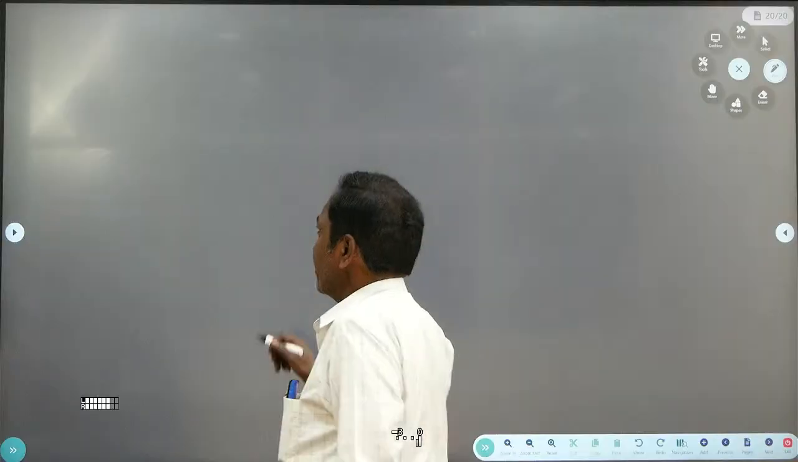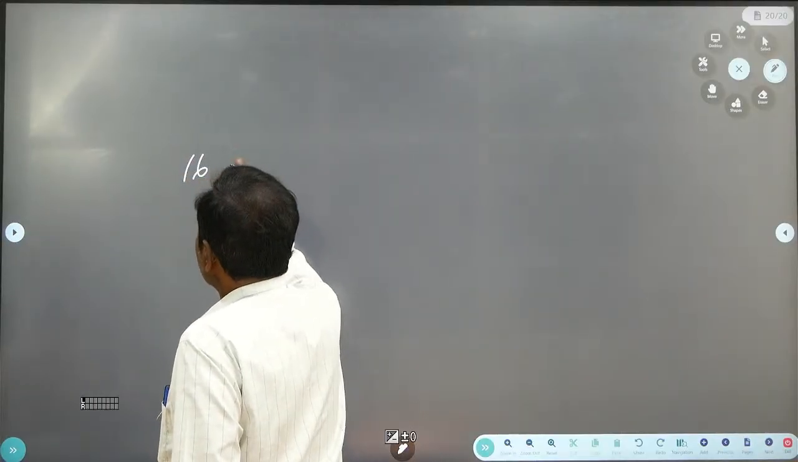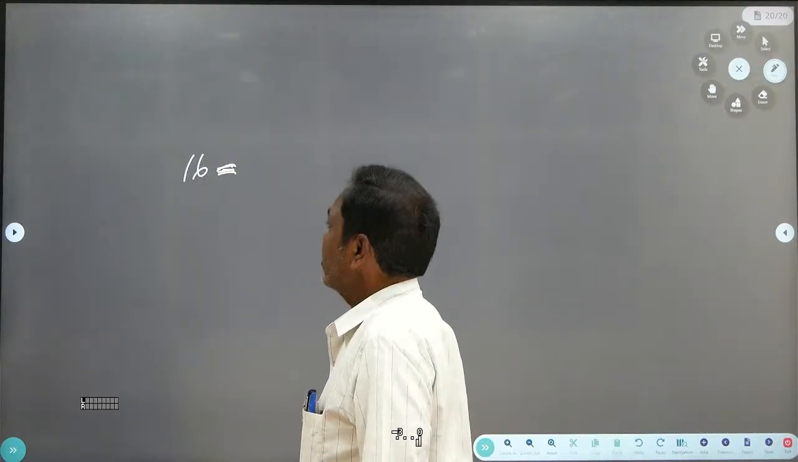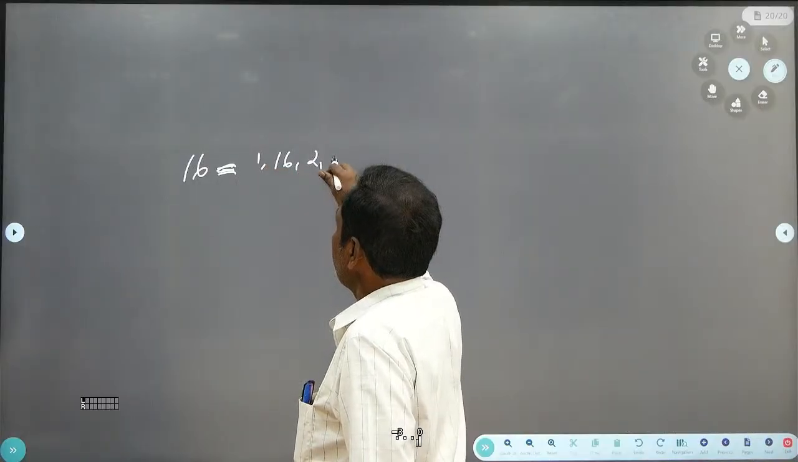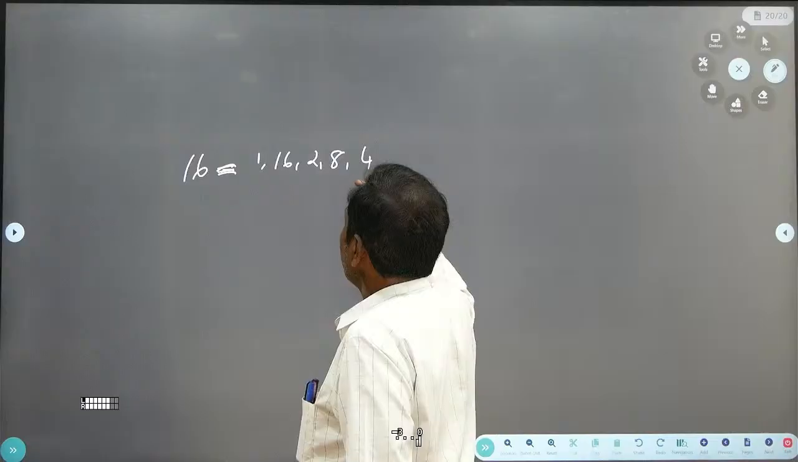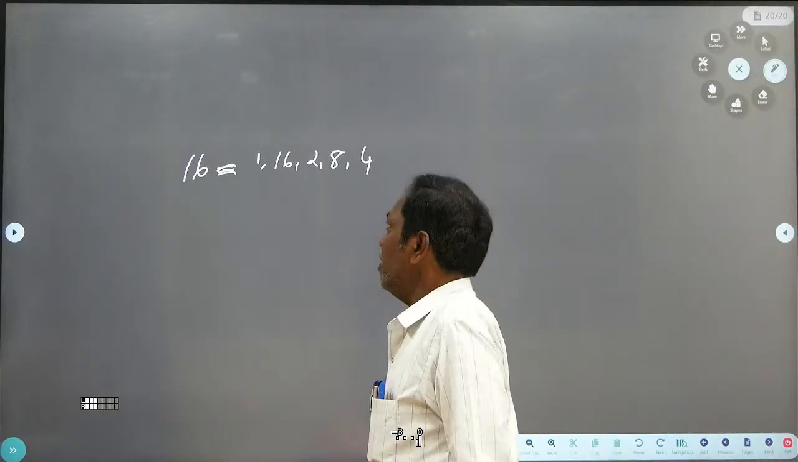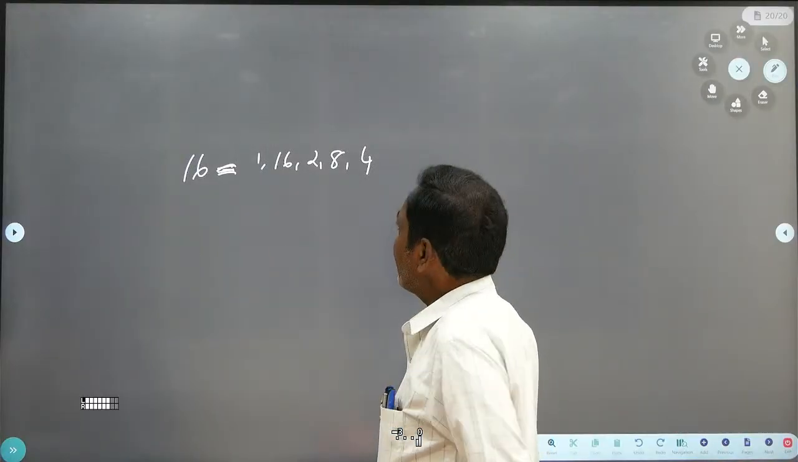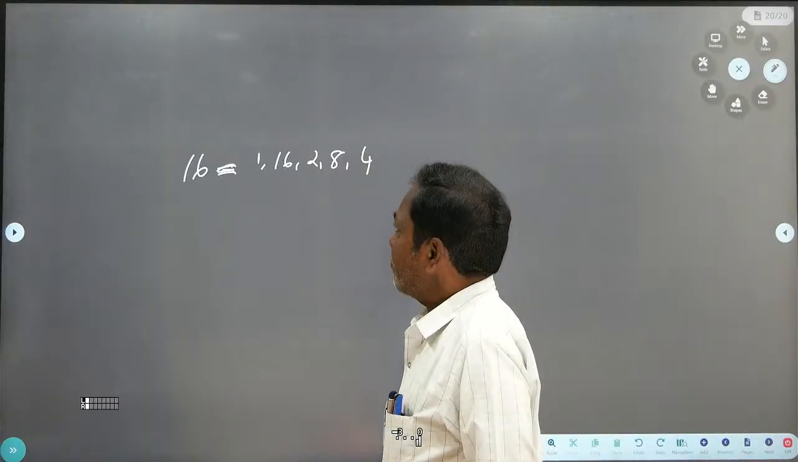Let us say 16. What are the factors for 16? 1, 16, 2, 8, 4, and for 4 you take only one 4. These are the factors. 8 has already come. There are 5 factors.